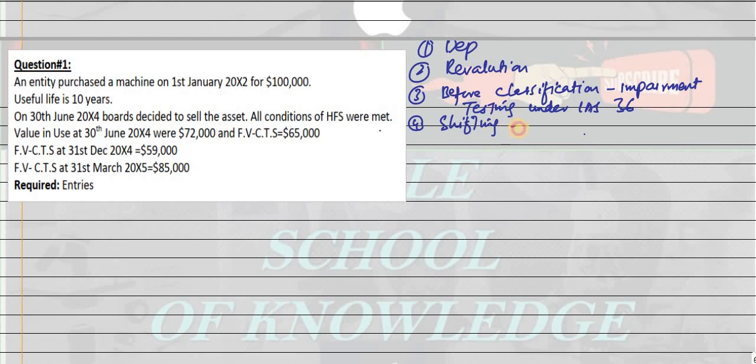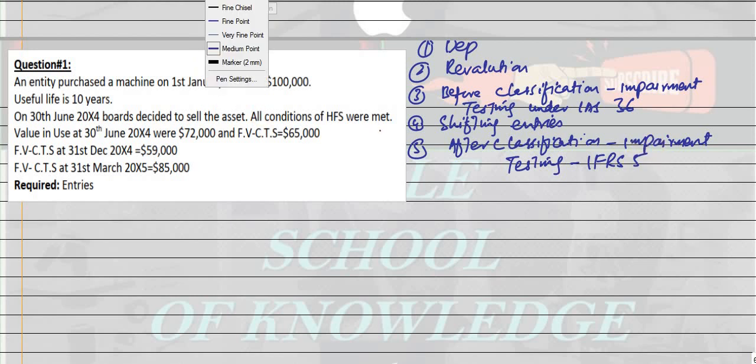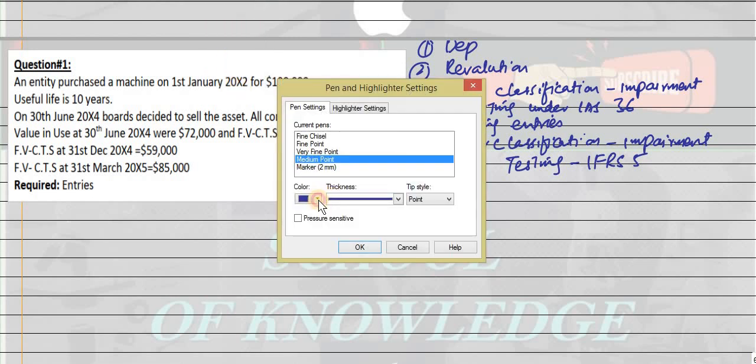Okay, if we have done this, then we will do shifting entries, and the fifth thing that we will do is after classification impairment testing. Okay, and that will be under IFRS 5. Clear? So let's start the question.